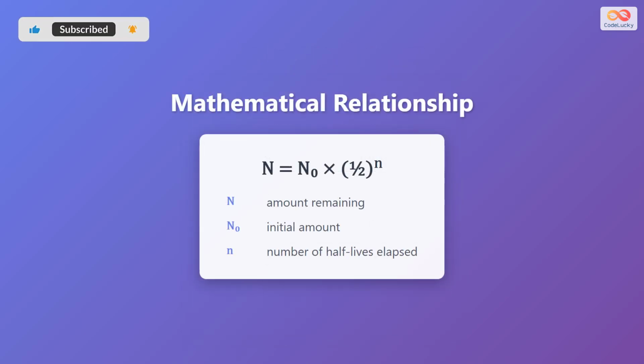The amount of radioactive material remaining can be calculated using a simple mathematical formula. N equals N sub 0 times 1/2 raised to the power of n. N represents the amount remaining, N sub 0 is the initial amount you started with, and n is the number of half-lives that have elapsed. This equation allows us to calculate exactly how much of a radioactive substance will remain after any given time period, as long as we know its half-life.